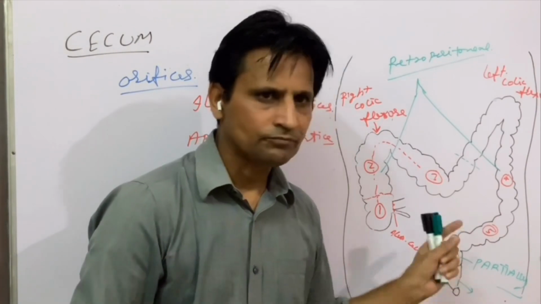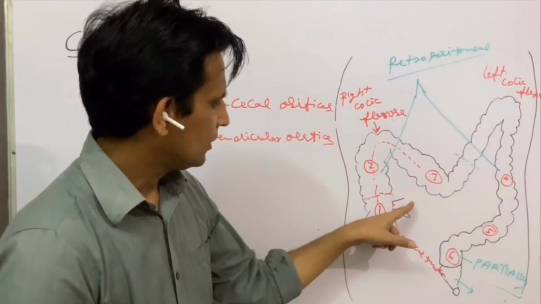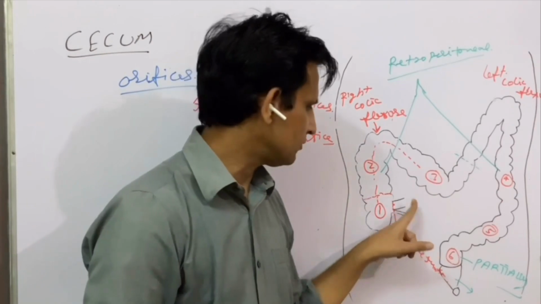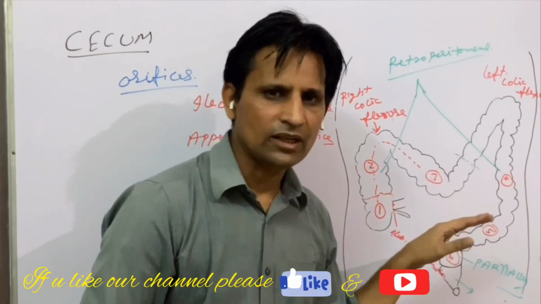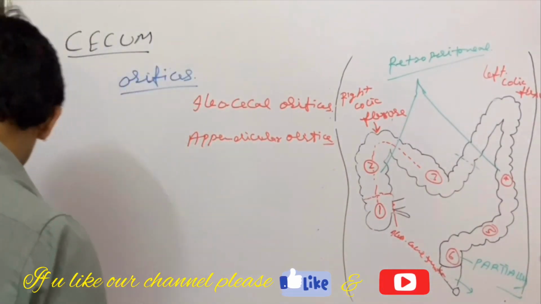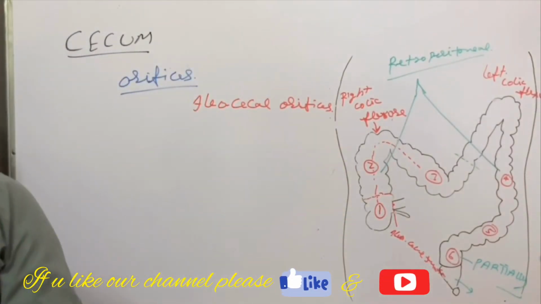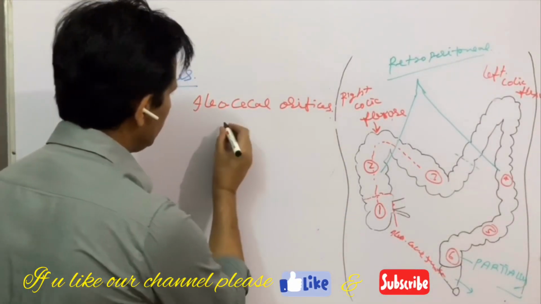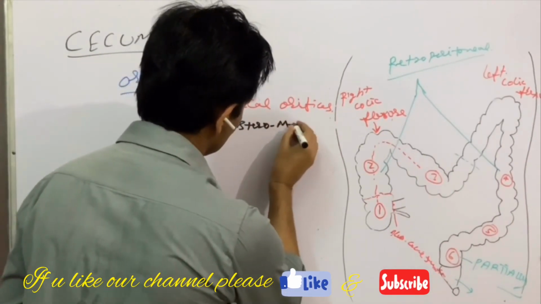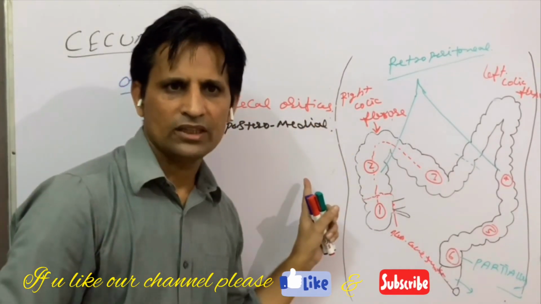Let us talk about the ileocecal orifice. The ileocecal orifice is on the posterior medial aspect of the cecum, right? So the first thing we should know about the ileocecal orifice is that it lies posterior medial.